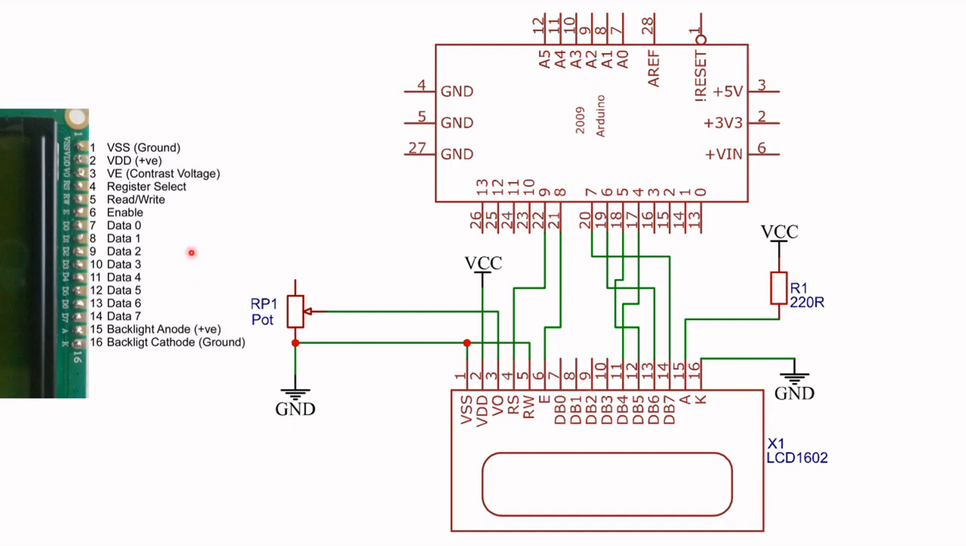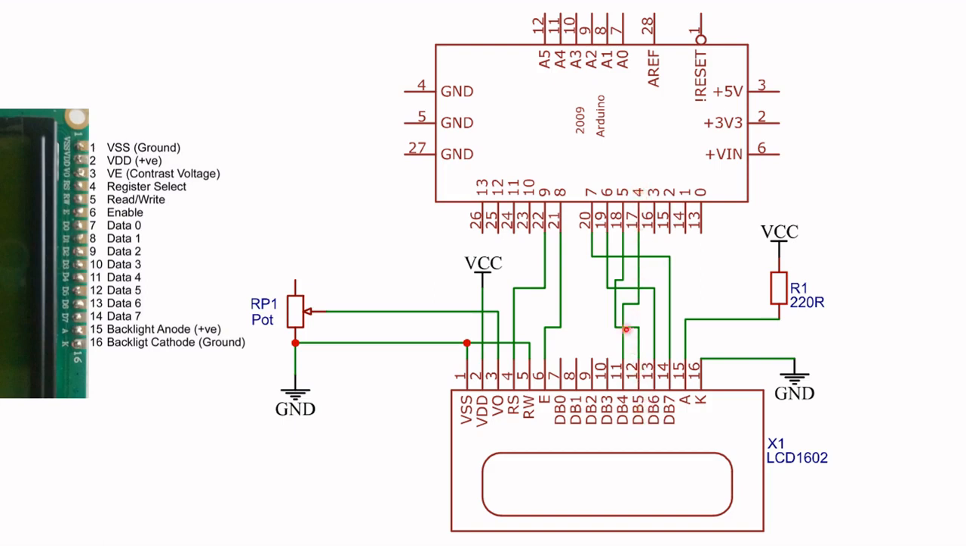Now, next come all these data bits here. We're using a 4-bit mode, so we are using data 4, data 5, data 6, data 7, which on this diagram is DB4. DB4, or data 4 here, is connected to pin 4 of the Arduino Uno. Pin 4 is actually port D bit 4 of the ATmega 328.